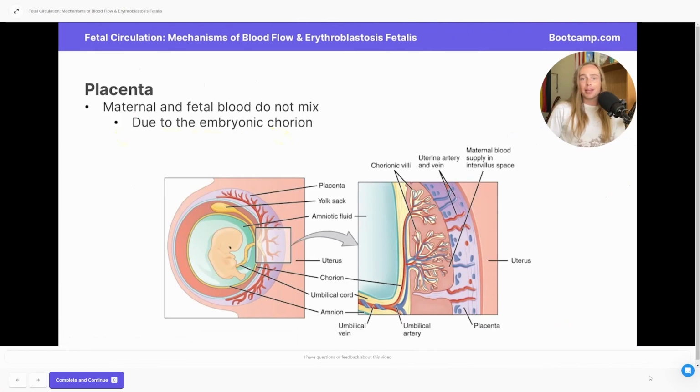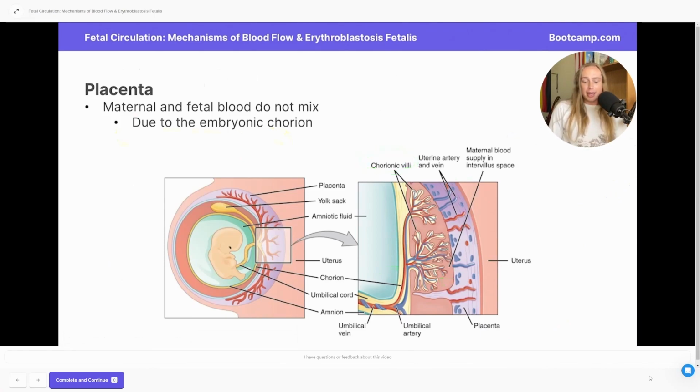One prime example of this is that red blood cells from a mother and red blood cells from a fetus are not allowed to mix. And this is really important because this allows for a fetus and a mother to end up having different blood types. In this image, notice that we have vessels from our fetus, which can be seen in our chorionic villi, being surrounded by a pool of maternal blood.